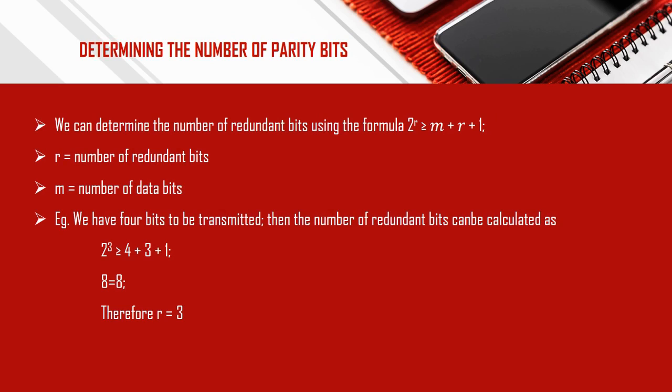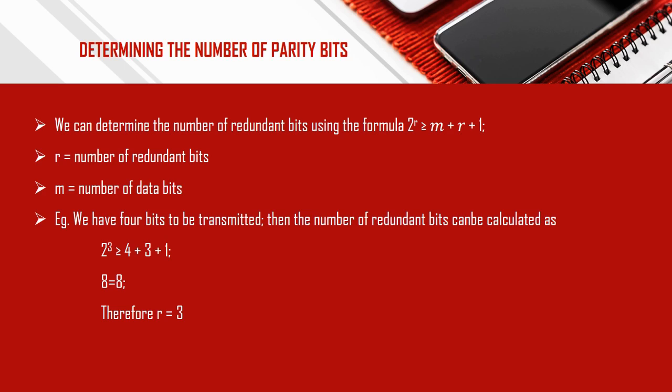How to determine the number of parity bits? We can determine the number of redundant bits or parity bits using the formula 2 to the power r greater than or equal to m plus r plus 1, where r is the number of redundant bits and m is the number of data bits.